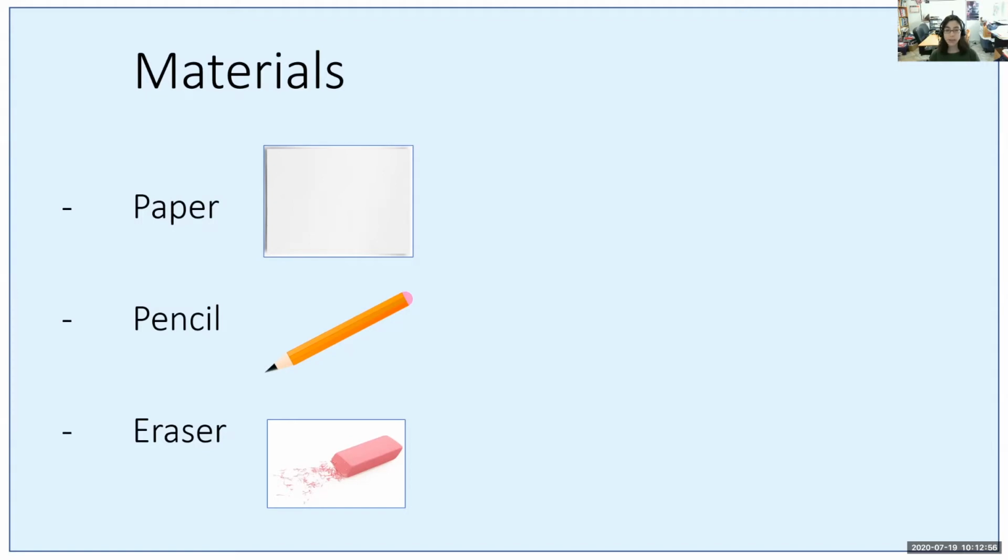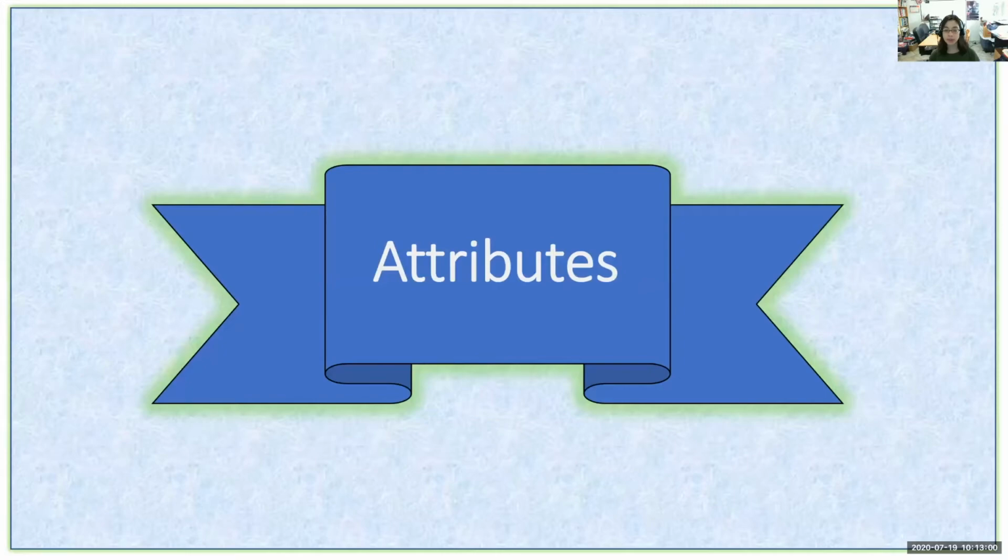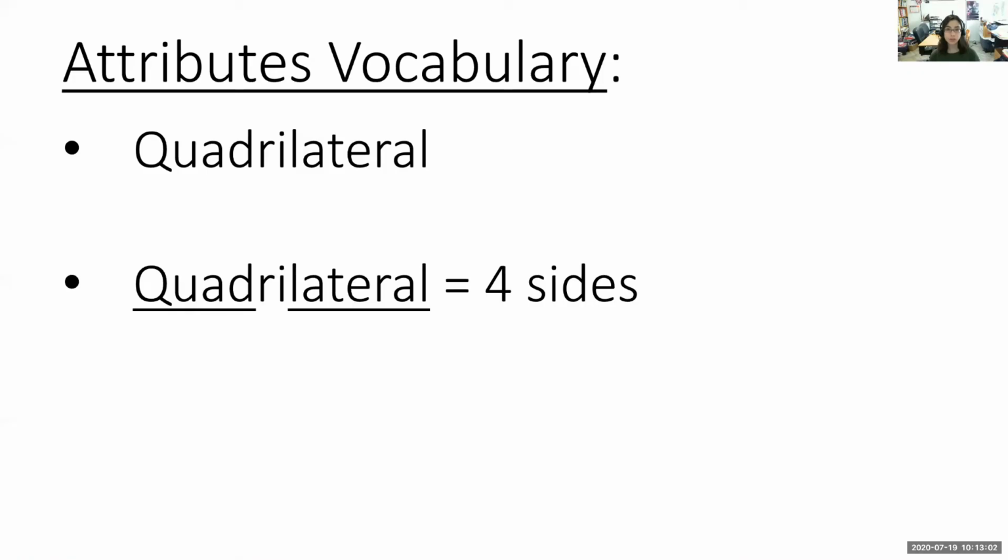First, let's talk about the attributes of quadrilaterals, so what we know about quadrilaterals. To start off with, we're going to review some vocabulary terms. A quadrilateral, if you break up this word, quad means 4 and lateral means sides. So a quadrilateral has 4 sides.